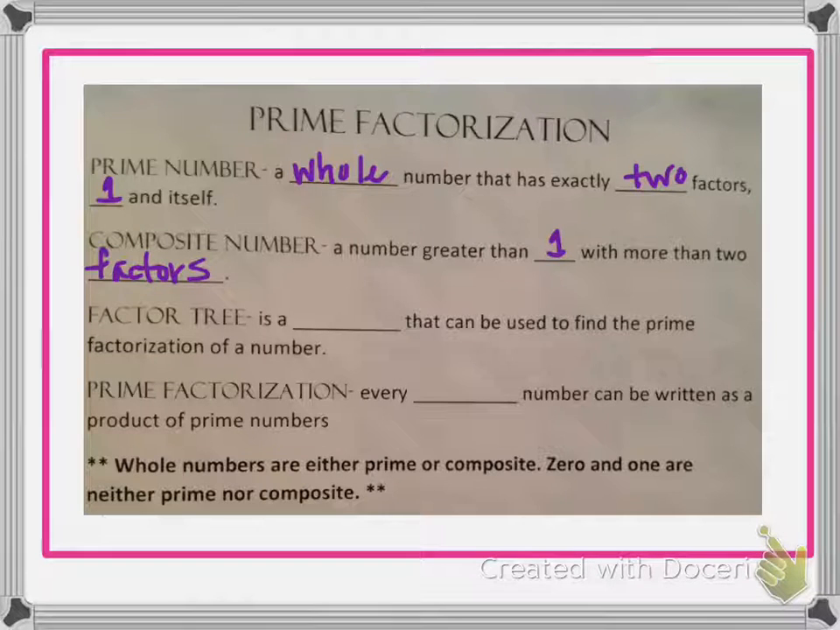And then we have a factor tree. This is what we are going to do to find our prime factorization, and it is a diagram that can be used to find the prime factorization of a number. In our lesson, prime factorization means every composite number can be written as a product of prime numbers. We're going to go more into what that means in a second. Whole numbers are either prime or composite, but 0 and 1 are neither prime nor composite.